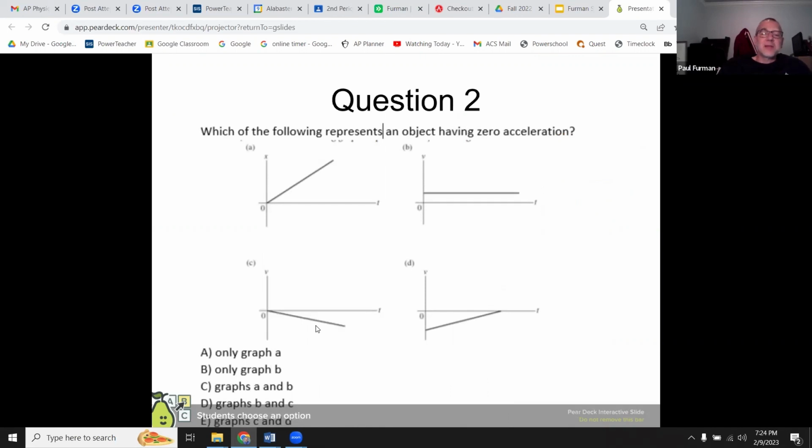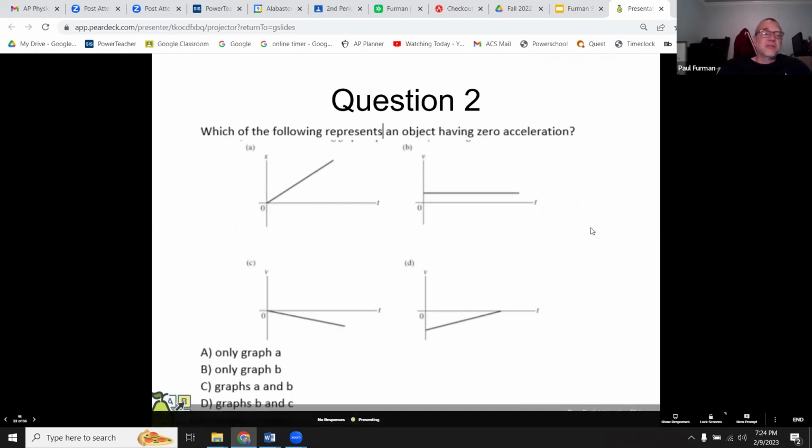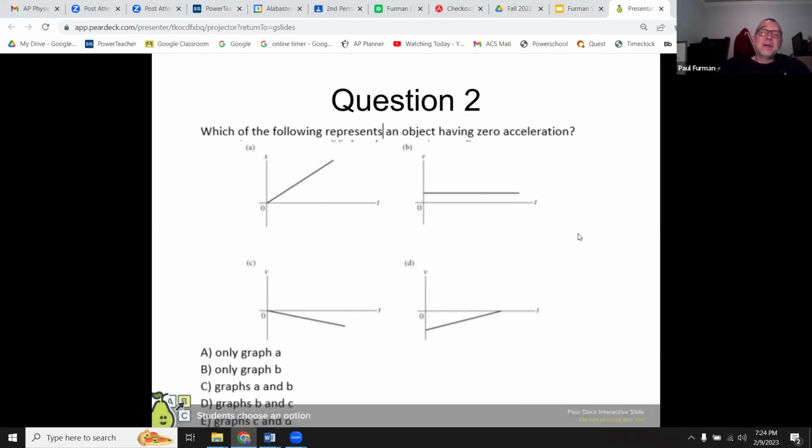Actually, let me give you an opportunity to answer these questions. Question 2. Which of the following represents an object having 0 acceleration? And notice that they're not all the same type of graph. That goes to what I was just referring to a minute ago. Graph A is a position versus time graph. B, C, and D are velocity versus time graphs.